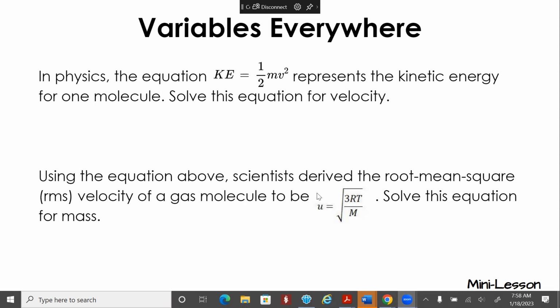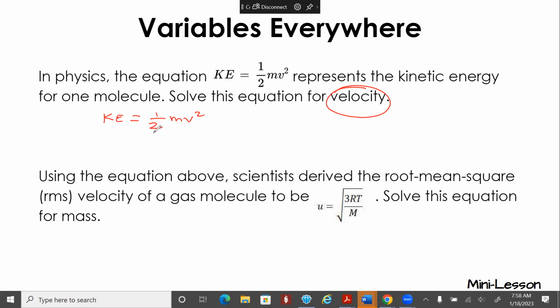So this is moving around variables. I know we get a little bit tripped up by variables. Remember, variables are just numbers that haven't been assigned yet. So in physics, because I know y'all love physics, you have kinetic energy equals 1/2 mv squared. Y'all probably seen that before. It represents the kinetic energy for one molecule. Solve this equation for velocity. Which one of these variables is velocity? V. So we have kinetic energy equals 1/2 mv squared. We want V by itself. What's it attached to?